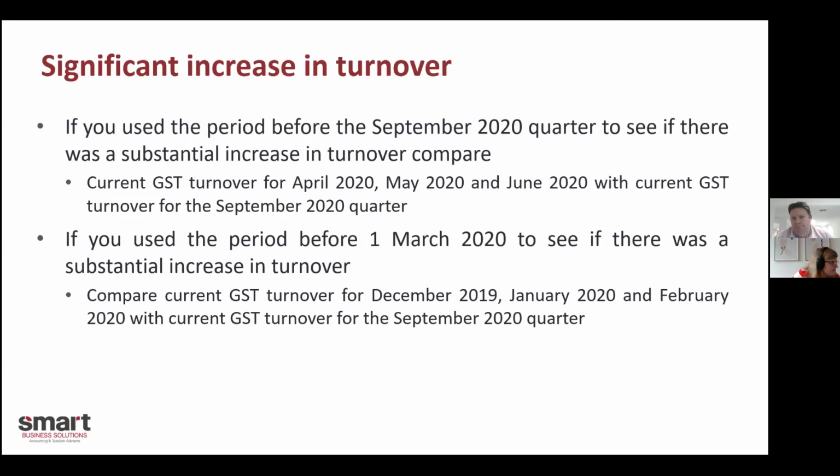I'm a bit confused still with the growth business alternative. Maybe that might have been clarified when we've gone through that. If I'm cash for BAS and I meet the increase in turnover thresholds, my understanding is that I compare the actual September quarter cash turnover with December, January, February, three months cash, if I'm using the before 1st of March option. So before 1st of March for the significant increase in turnover, we're comparing December, January and February 2020. So you're correct. Yes, that's right.